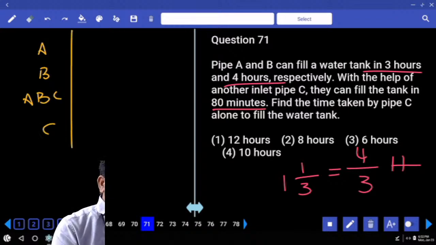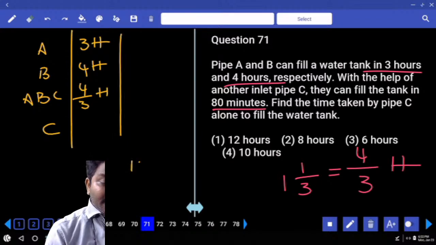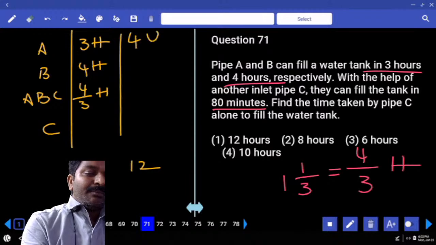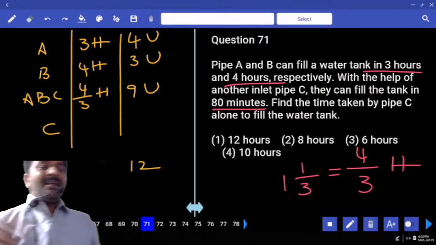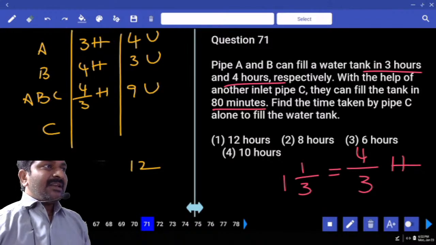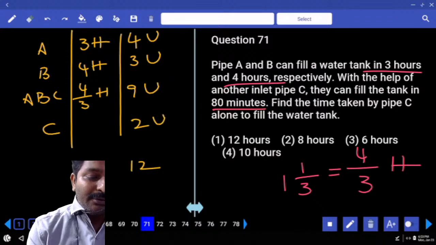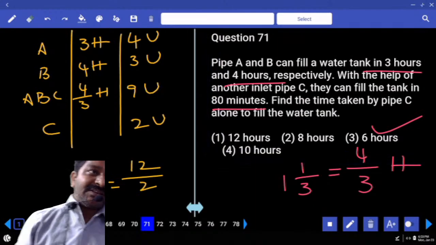When you have this information, we can calculate C. A alone can do it in 3 hours. B 4 hours. All three 4 by 3 hours. Total work, LCM 12. A will do 4 units. B will do 3 units. All together will do 9 units. So 9 units includes work done by A, B, C, where AB work is 7 units. Then C must do 2 units. Time to complete the work by C is 12 by 2. Answer 6.